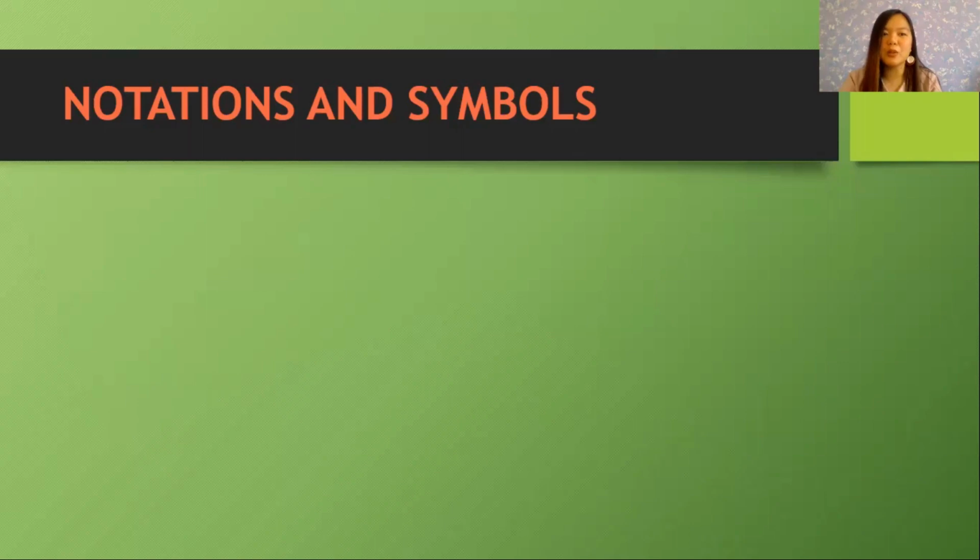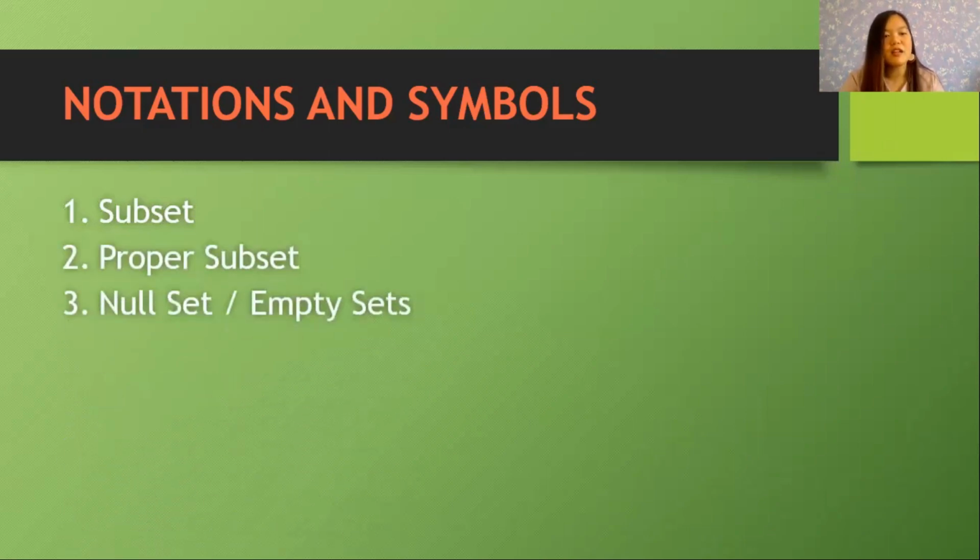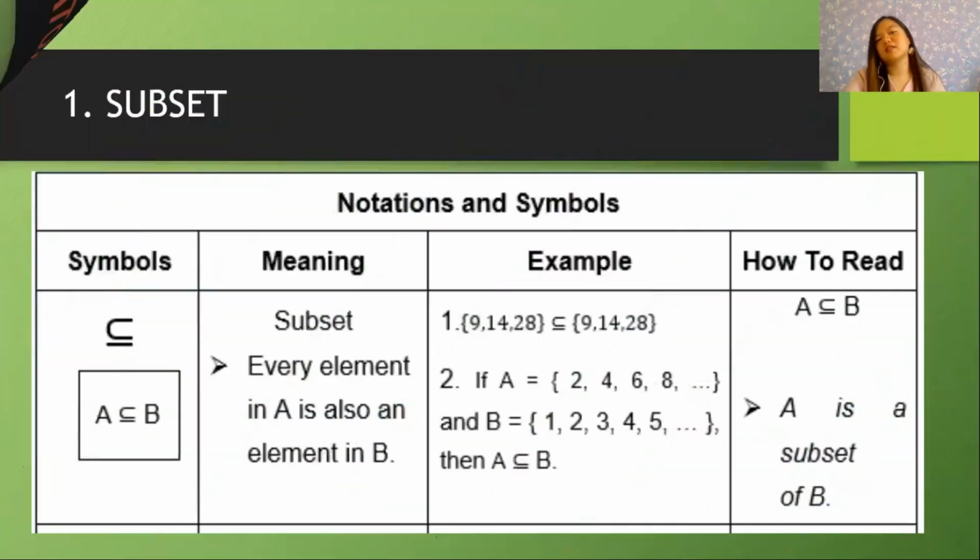Now, let us proceed to notations and symbols. The first one is subset. Next is proper subset. Next is the null set or the empty set. And universal set. Okay. First one, the subset. The symbol for subset is this one. It is like a letter C with an underline.